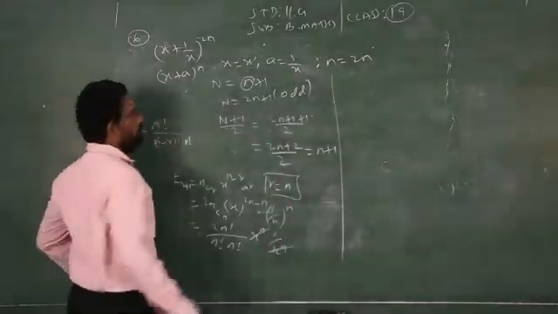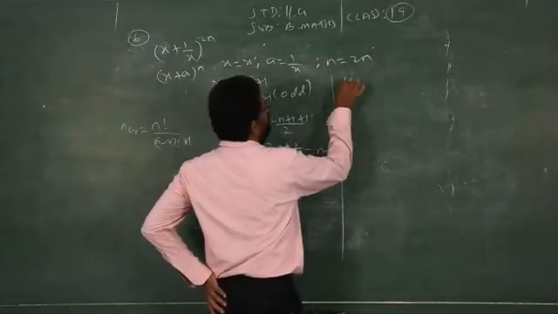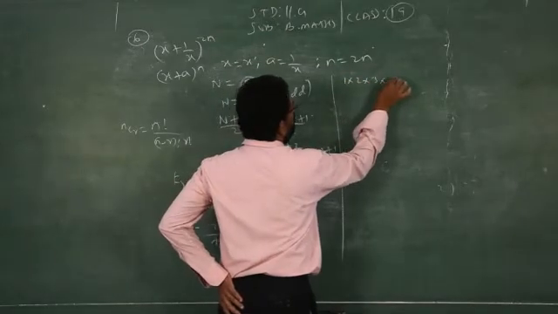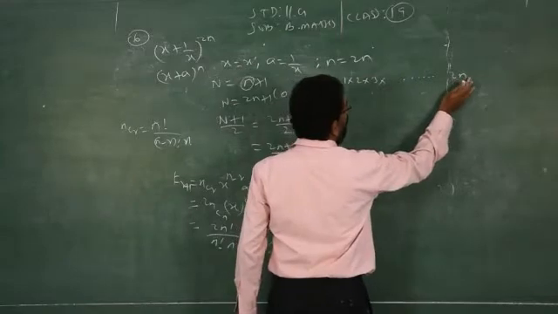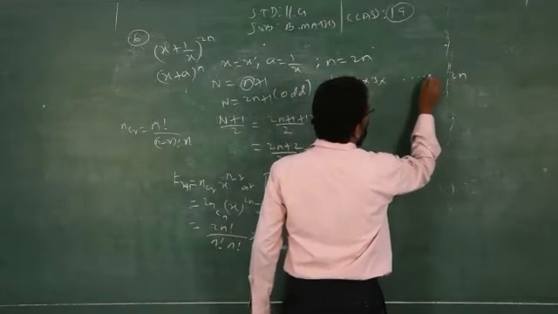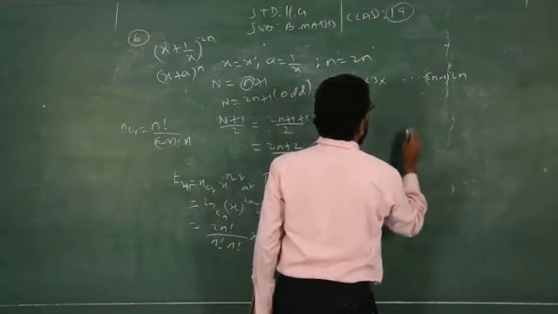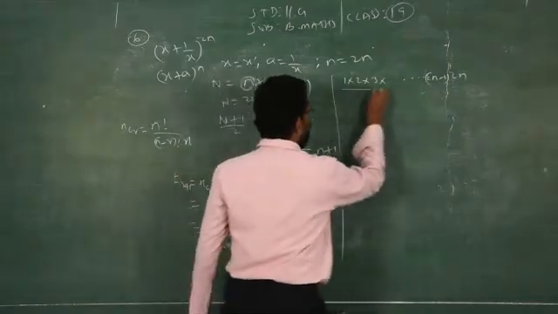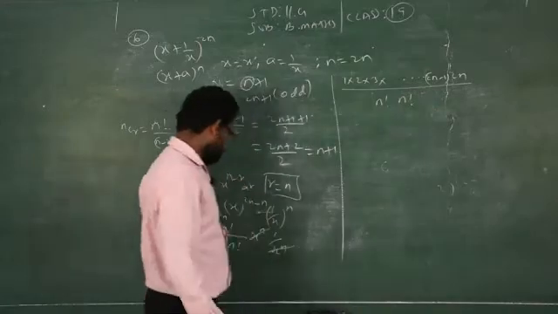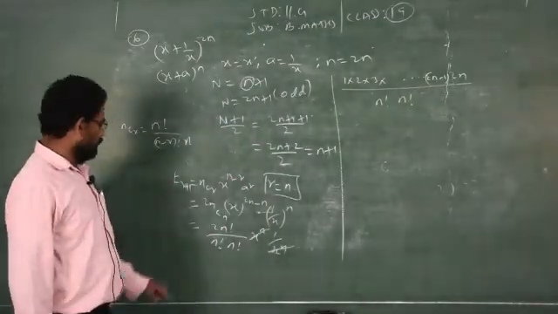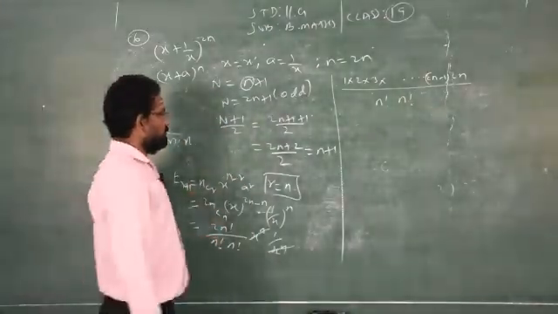So 2n factorial, you know how to expand this: 1 into 2 into 3 into and so on up to 2n. What is the number before 2n? 2n minus 1, isn't it? This you know already. Divided by n factorial into n factorial. I did not disturb anything in the denominator; I just kept it as it is.